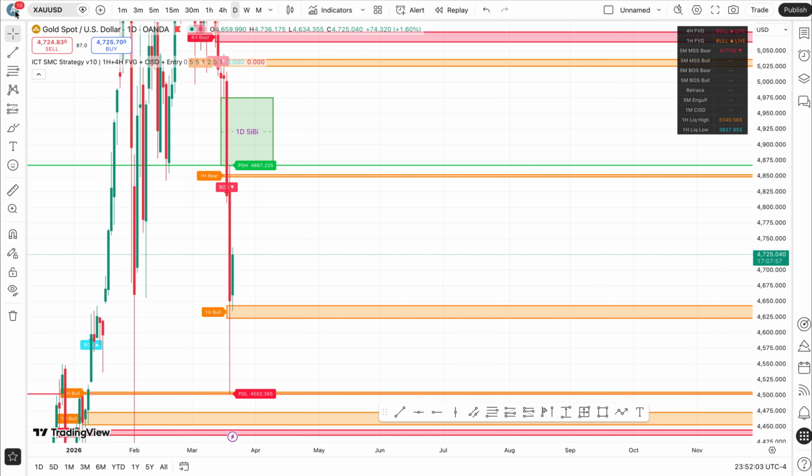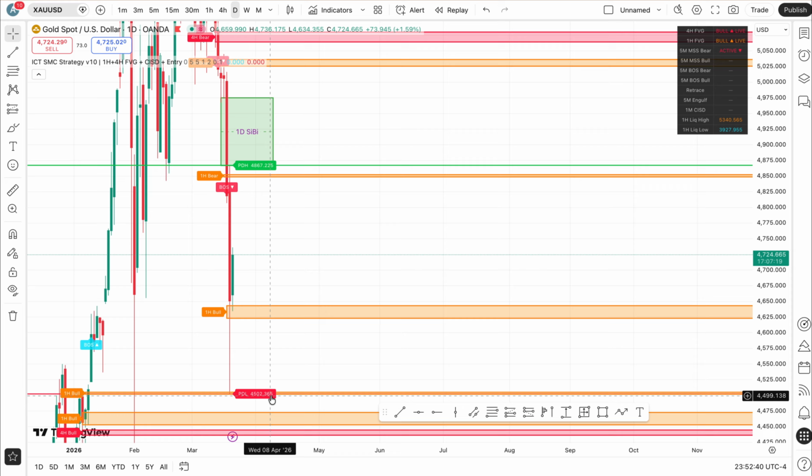You can see that the indicator that we've developed auto plots your previous day high and previous day low, right? So you can see that the previous day's high is at 4,867.225. Yesterday's range is extremely important because it was driven by very strong bearish momentum, and you can see the PDL has been marked at 4,502.3, right?